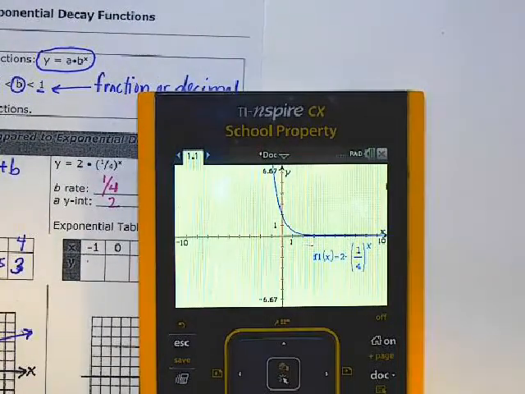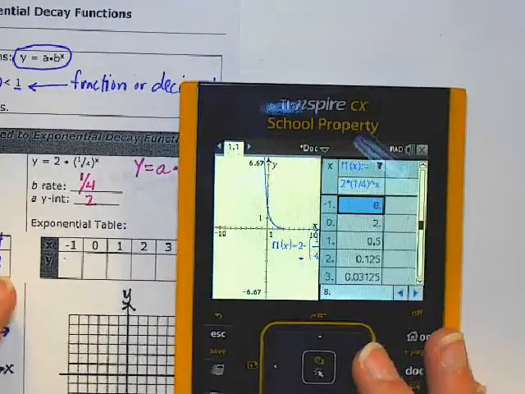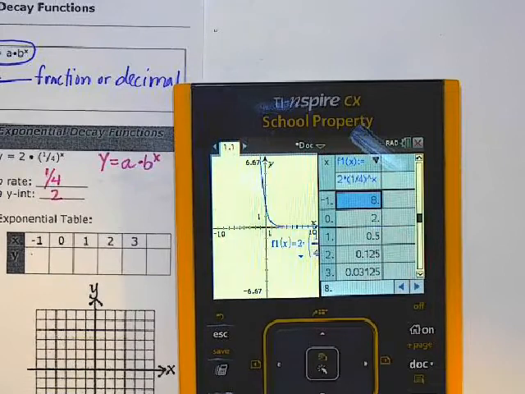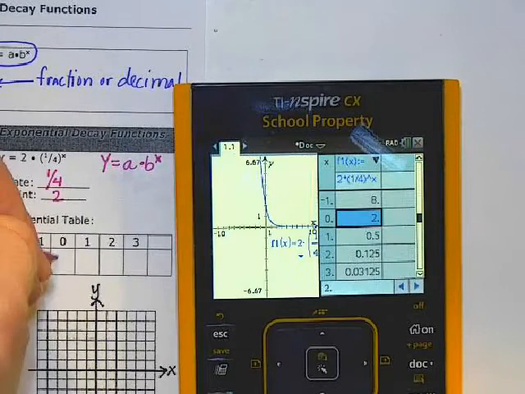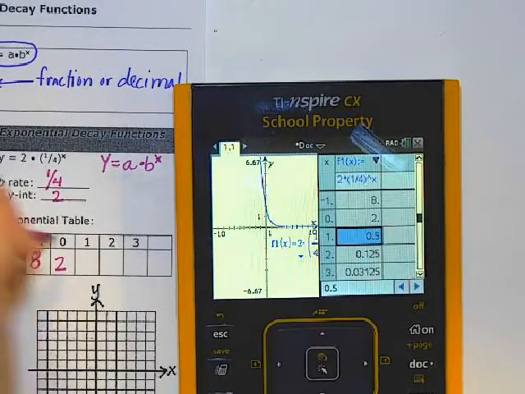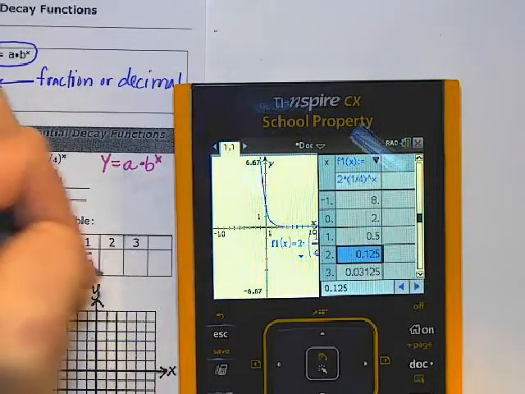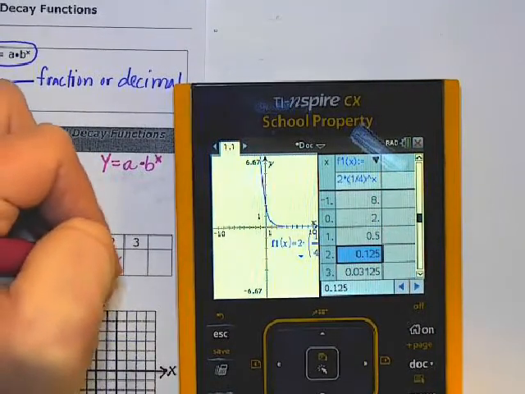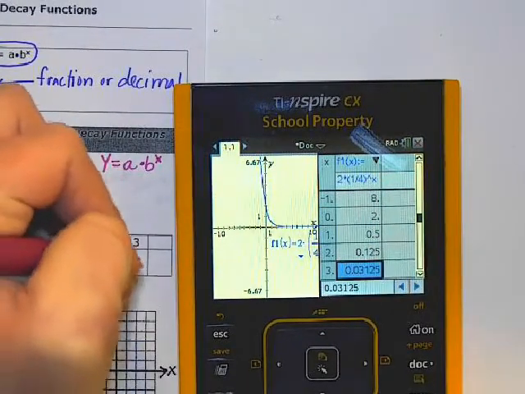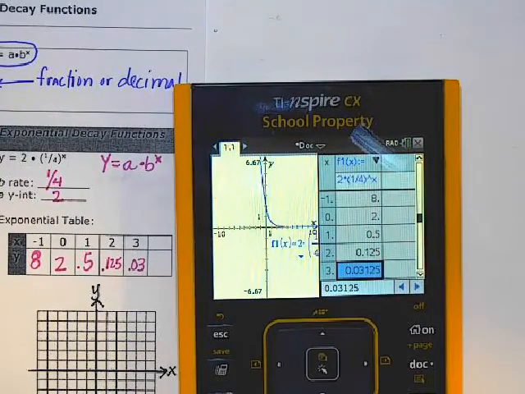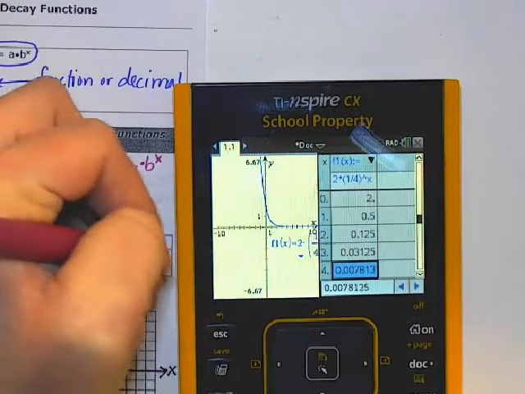Control T. All right, my table on the paper starts at -1. So scroll up to -1. Here we go. When x is -1, y is 8. When x is 0, y is 2. X is 1, y is 0.5. X is 2, y is 0.125. X is 3, y is 0.03. When x is 4, y is 0.007.